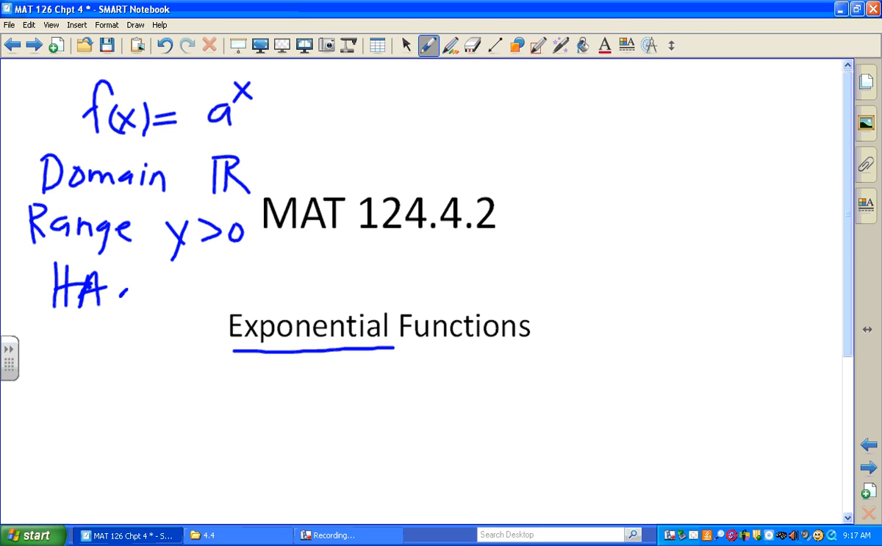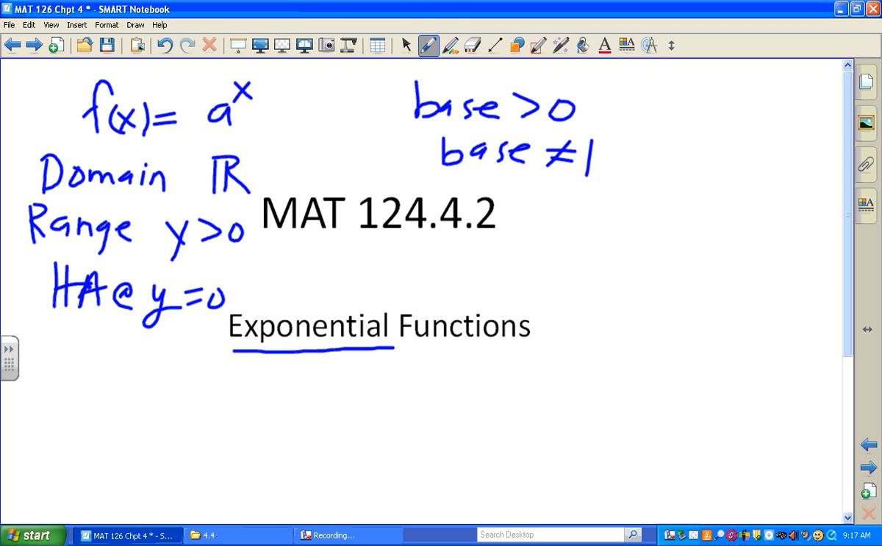Horizontal asymptote at y equals 0. Perfect. Another one? What has to be greater than 0? Okay. The base has to be greater than 0, and the base cannot equal 1.